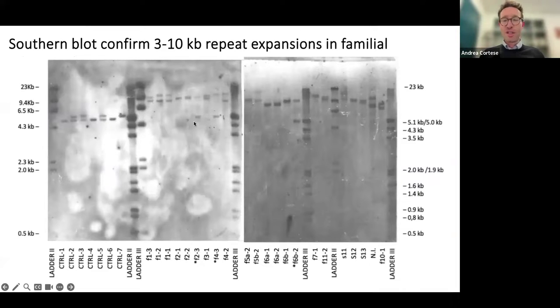And we had to use this old school method, which is called Southern blotting. This is my Southern blotting. You see that it looks like handmade, it was. And these are the two chromosomes around that repeat. In all controls, individuals without the disease, and you see that in all patients, you have two larger stretches of DNA, which means the expansion is present on both chromosomes.